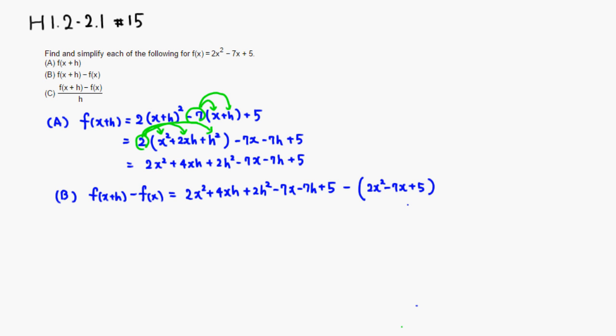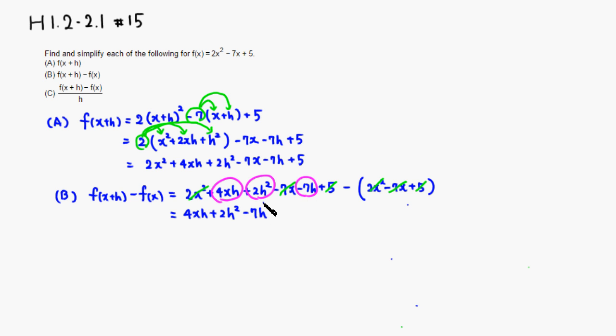So we can cancel, right? Positive 2x squared minus 2x squared. Then you have negative 7x minus negative 7x, and negative 5 minus negative 5. So you can cancel all those out. So what's left is 4xh. So this is equal to 4xh, and then we have plus 2h squared. And the last one is minus 7h.